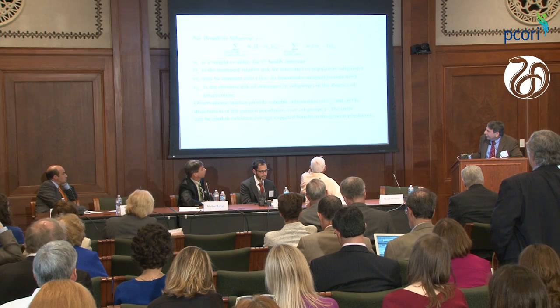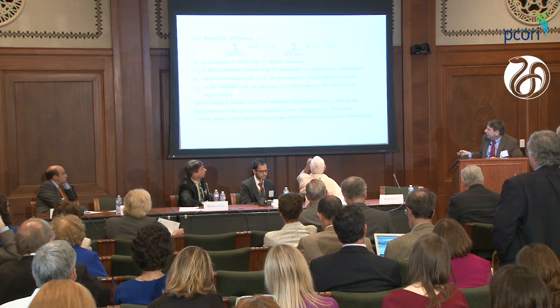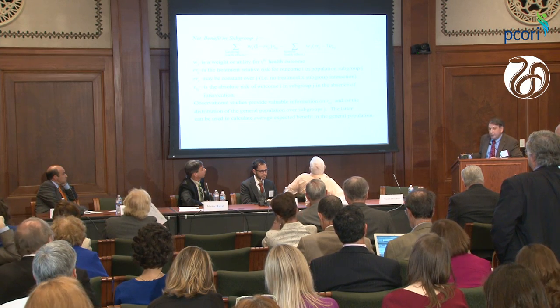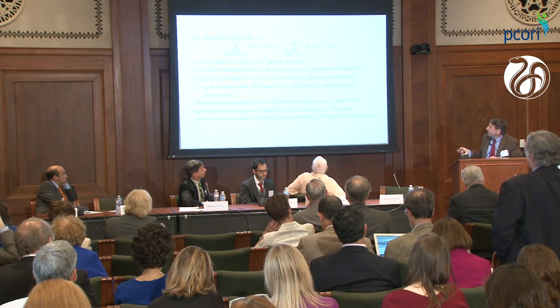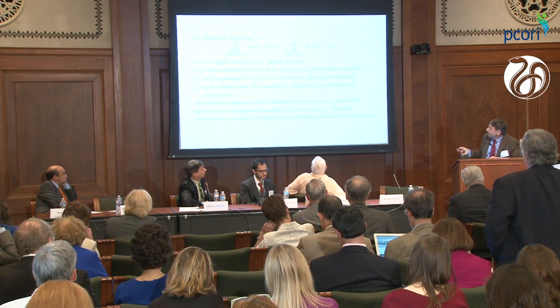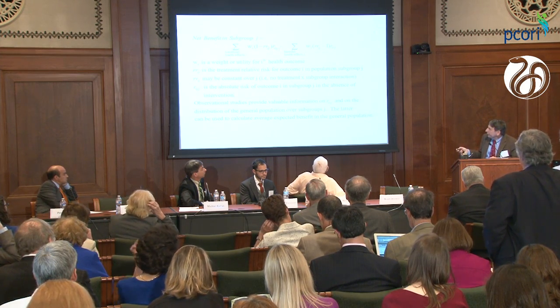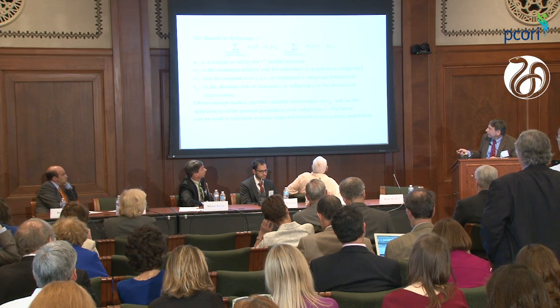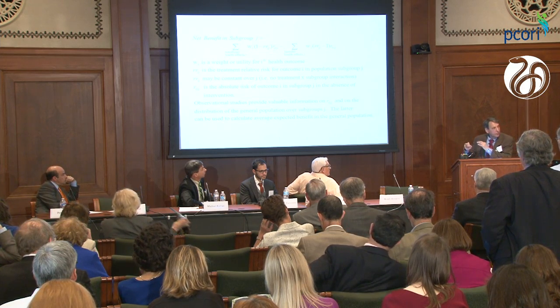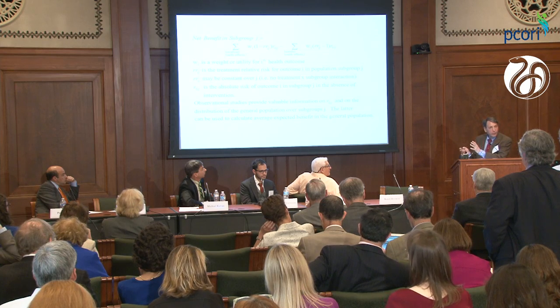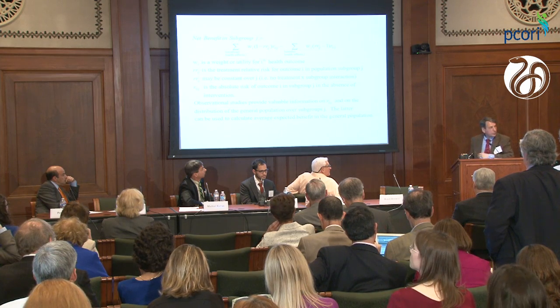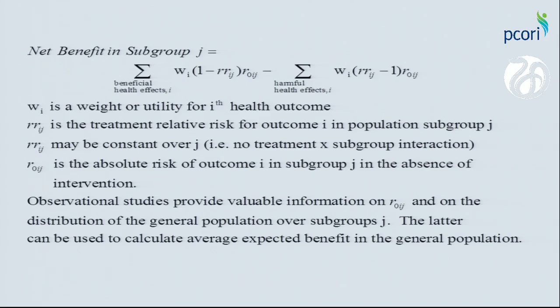This is another kind of data that we can learn a lot about from observational studies. Because in order to translate these relative risks into absolute risks, which we're mostly interested in, or weighted absolute risks, we have to know for a person in a particular subgroup what their probabilities of a particular response I would be in the absence of intervention. And we can learn a lot about that, I think, from observational data.